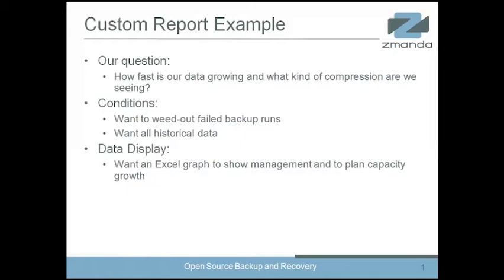Now we'll create a sample custom report. Our question is, how fast is our data growing and what kind of compression are we seeing? We've decided we want to weed out failed backup runs, so we're only looking at valid backup data. We want all the historical data from the beginning to the current time. Finally, we want to take the data and export it to Excel to create a graph so that we can show our management to plan a capacity growth.